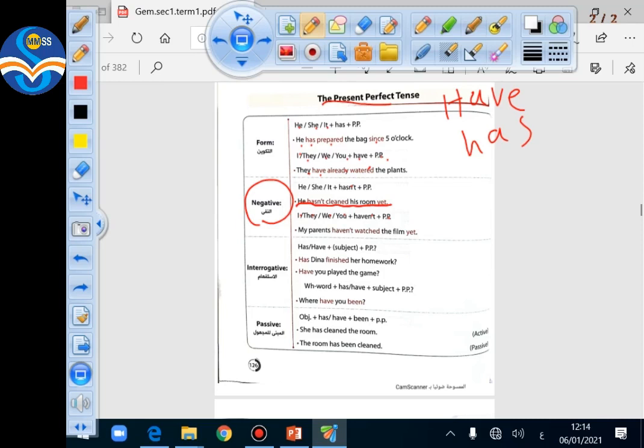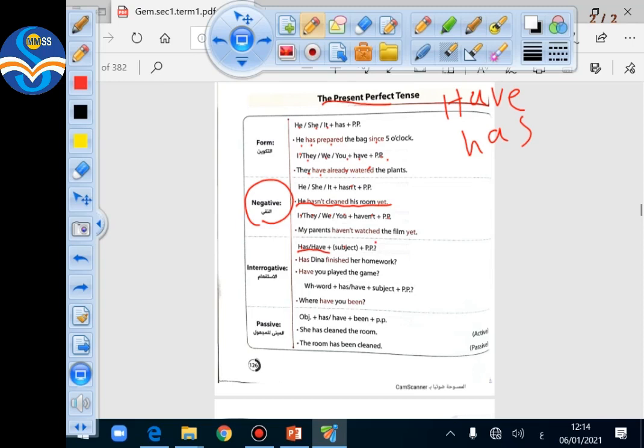Now let's move to the interrogative, or let's say how to make a question using the present perfect. The first type of question starts with the helping verb, like have or has, plus subject plus PP. And the answer is going to be yes or no. Like here, has Dina finished her homework? The answer should be yes, she has, or no, she has not or hasn't. Have you played the game? Yes, I have, or no, I haven't.